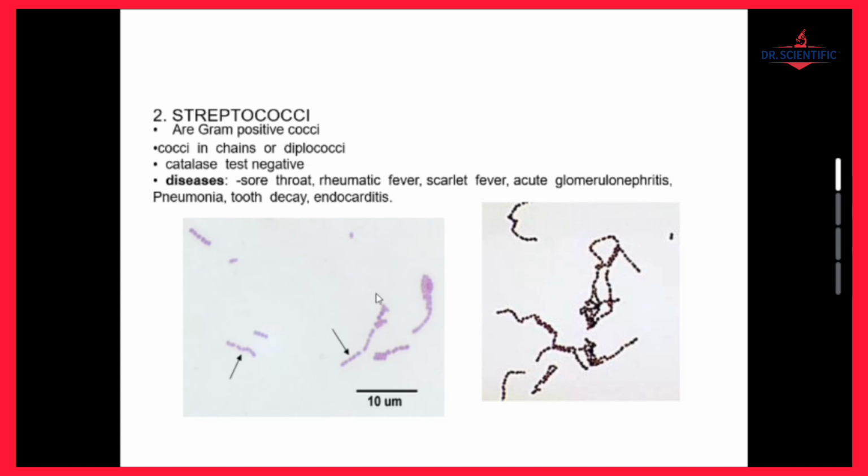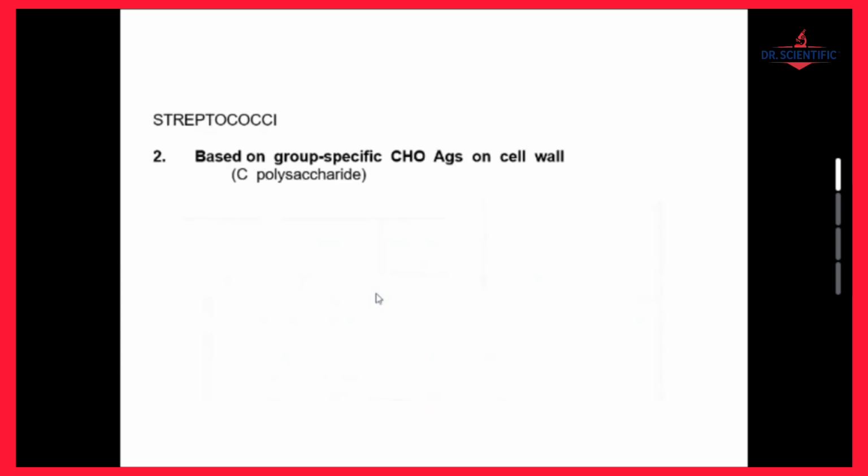These bacteria test what we call catalase negative. The kind of diseases these streptococci can cause include sore throat, rheumatic fever, scarlet fever, acute glomerulonephritis, pneumonia, tooth decay, and endocarditis. Those are among the diseases caused by these streptococci.